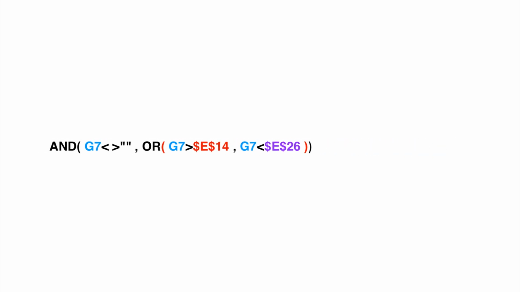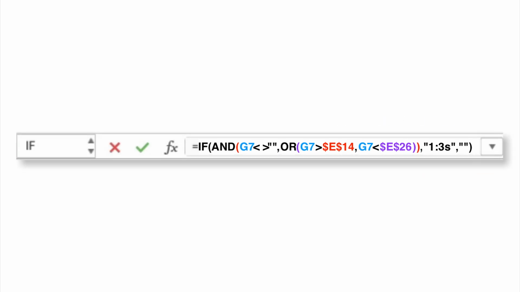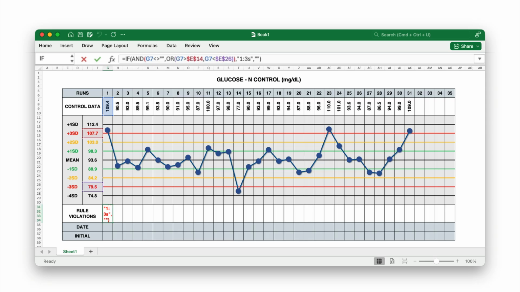Finally, we wrap everything inside an IF function. The IF function lets us control the output. If the test is true, we want Excel to display the text 13S. If the test is false, we want Excel to display nothing. Go ahead and type that formula into cell G31 in your sheet. Press Enter, and Excel will immediately tell you if the value in G7 violates the rule. If it does, you'll see 13S. If it doesn't, the cell will stay blank.